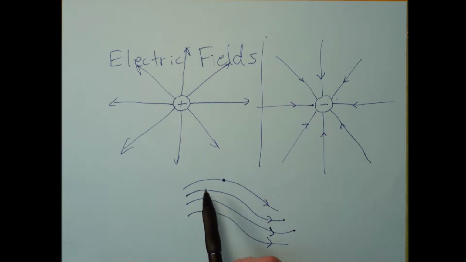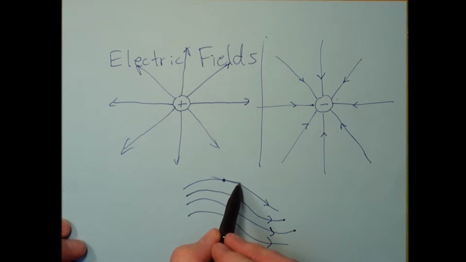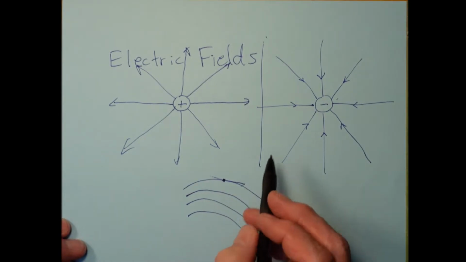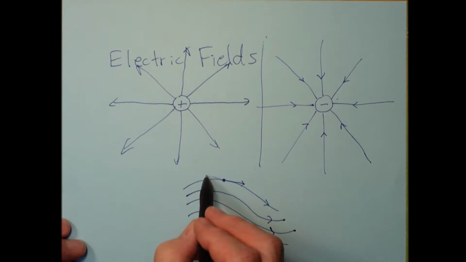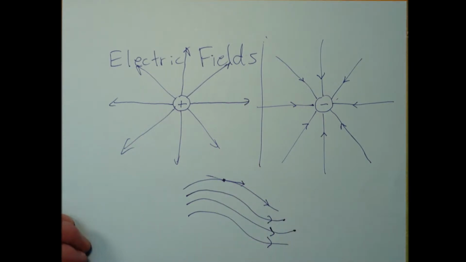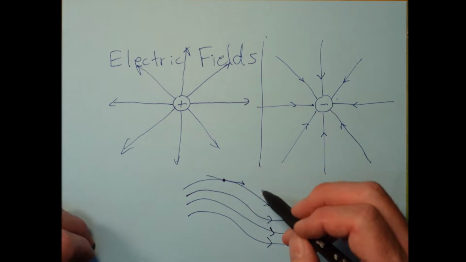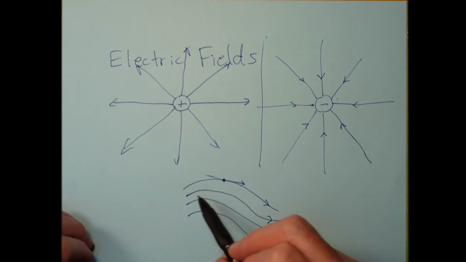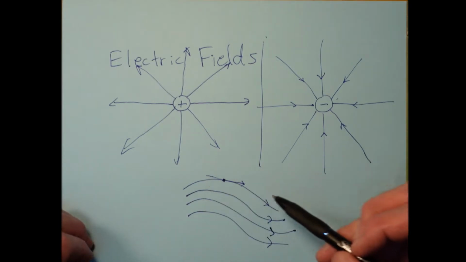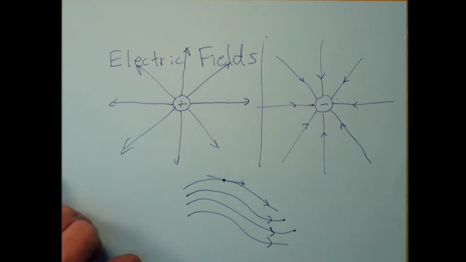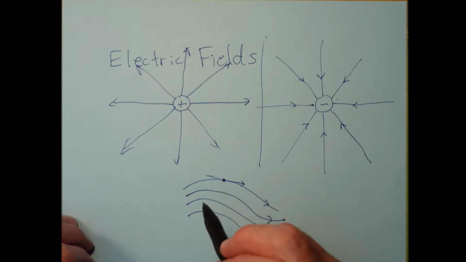But the direction of the electric field at that point is always going to be tangent to that curve, whatever that curve happens to be. So that would be the direction of the electric field at that point. Because the lines are curving, you pick a point, draw a tangent line to the curve, and that's the direction of the electric field at that point. Okay.